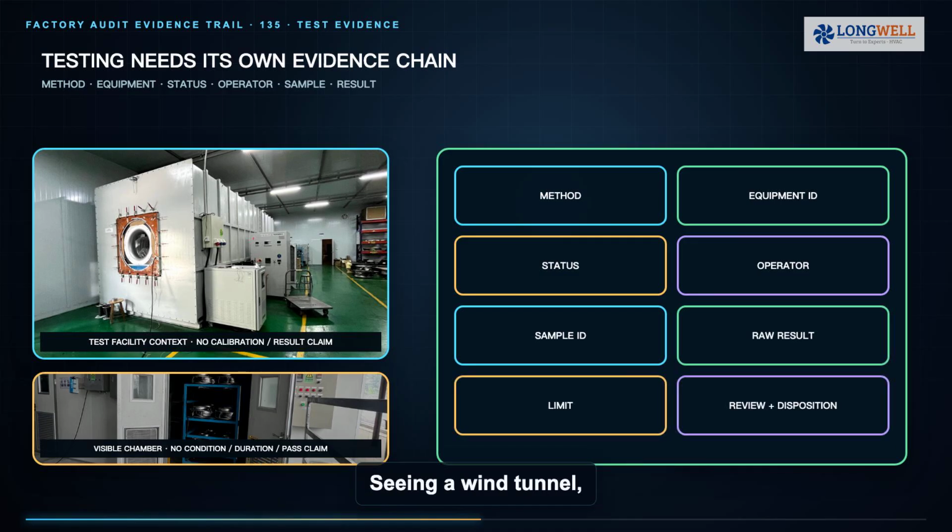Seeing a wind tunnel, environmental chamber, balance machine, electrical tester, or dimensional system is only the beginning. Ask for the test method, equipment identity, calibration or verification status, environmental conditions where relevant, software or fixture revision, authorized operator, sample identity, raw result, acceptance limit, review, and disposition. A chamber full of products does not reveal the temperature, duration, sample plan, failure definition, or outcome. Those fields must be shown by controlled evidence.